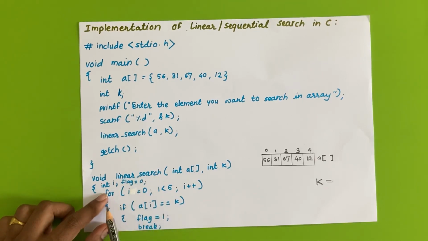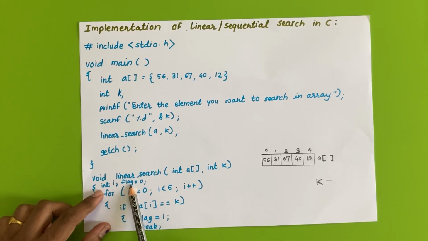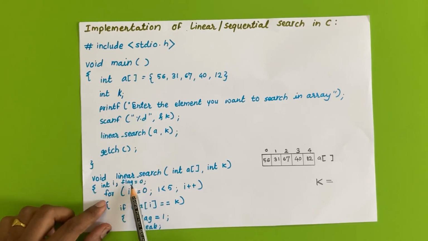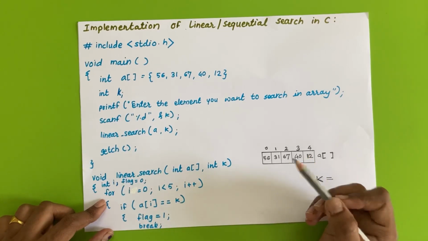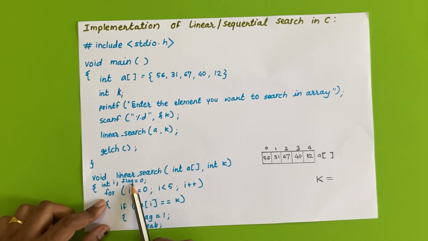Executing linear search will require two more variables. One is I for indexing purpose, and one more variable, that is flag, is required. So I have initialized flag to 0 because I want to use it like a boolean variable.